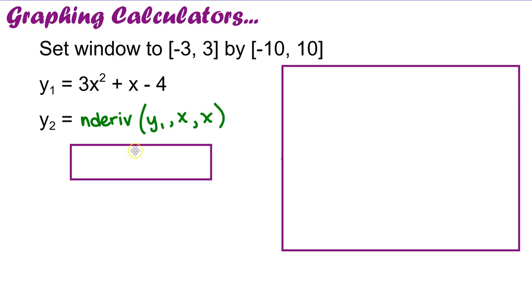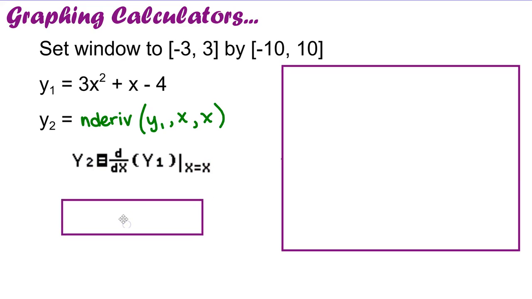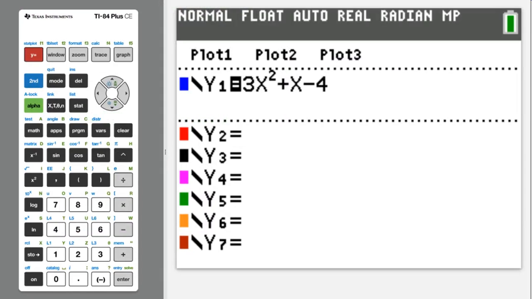And the newer calculators, when you press the nDeriv button, you get the Leibniz notation, d something dx, and the bar, which means evaluated at, and then you evaluate it at x. So I'll show you how that's going to look.